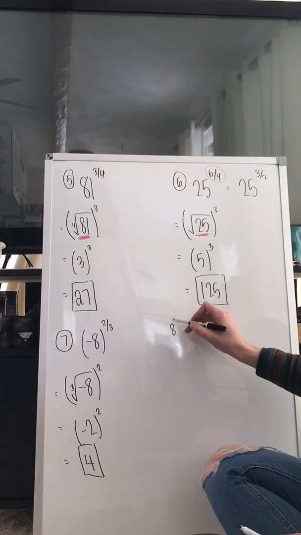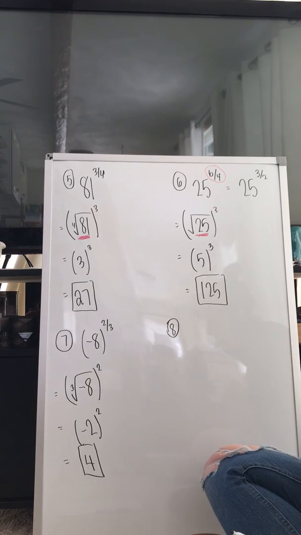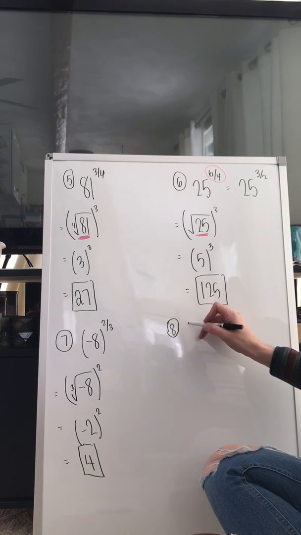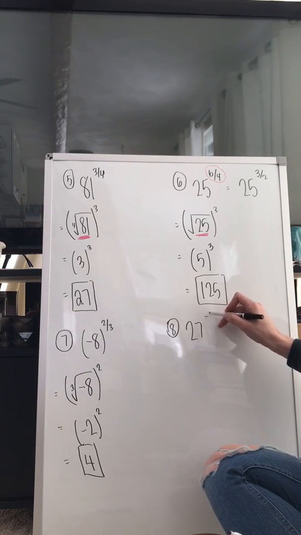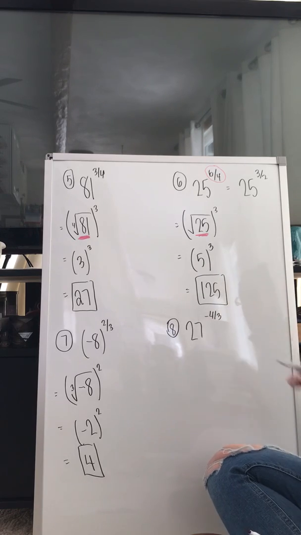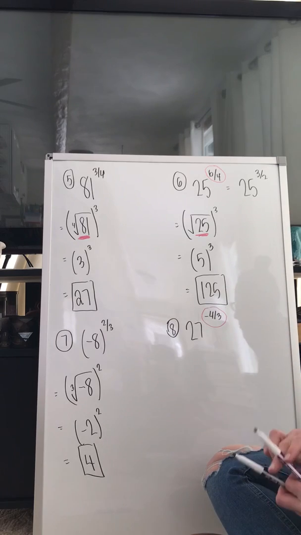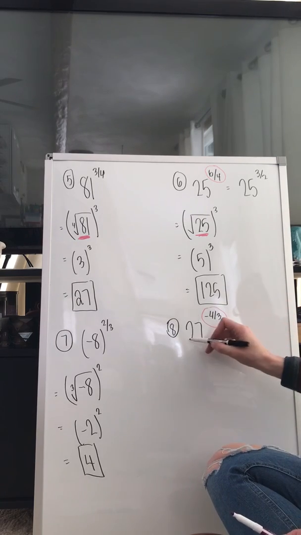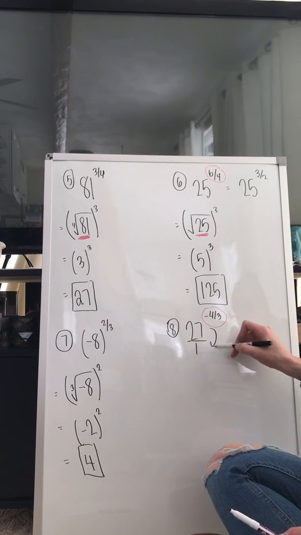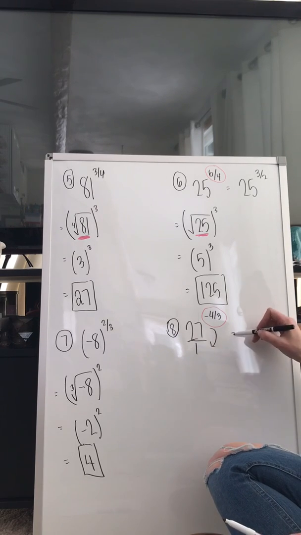All right. And then my last problem in my evaluating section is asking me to do 27 raised to the -4/3 power. So here, since our exponent is negative, this is going to be where I want to do movement first. So I'm going to put this over 1. I'm going to drop down this entire term down into the denominator. So 1 stays up in the numerator. This is going to become 27 raised to the +4/3.